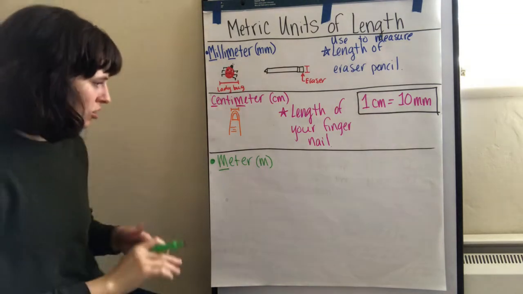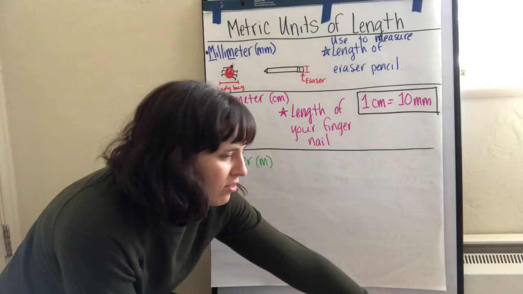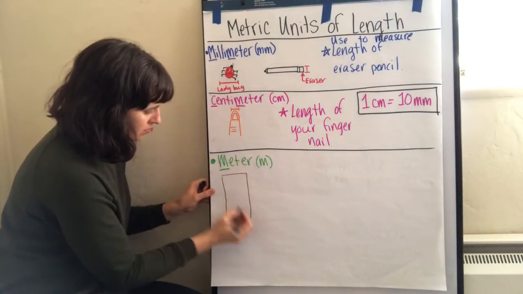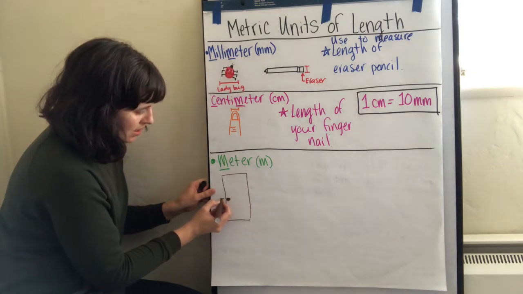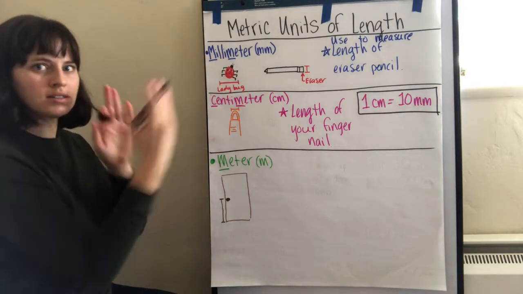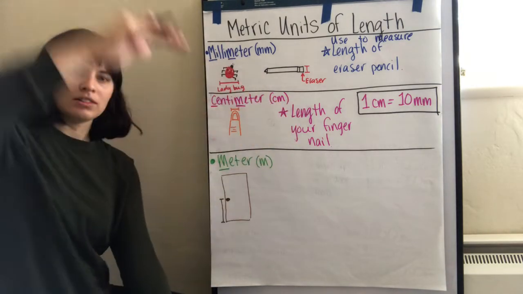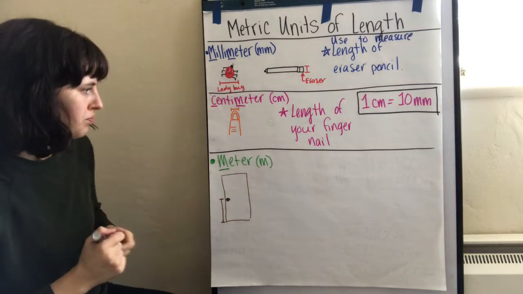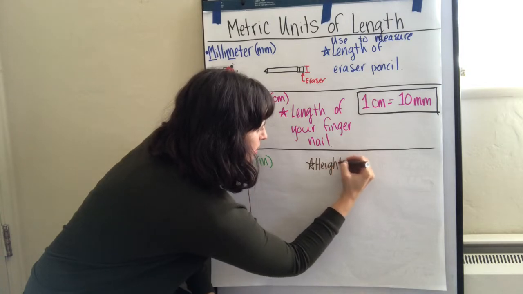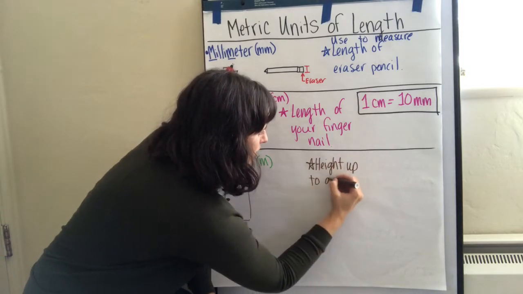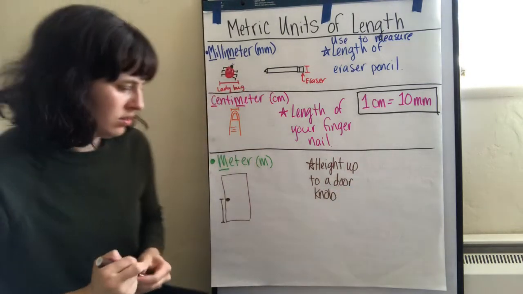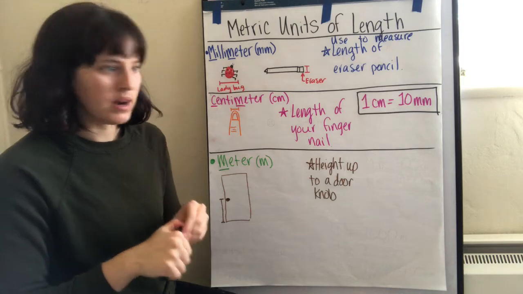And I usually remember it or visualize it if we think about a door again. When we think about the doorknob, it's about from the floor up to the top of the doorknob. So yard is the width, and then meter is about to the top of the doorknob. So let's write that here. Height up to a doorknob. And then we'll make some comparisons over here.